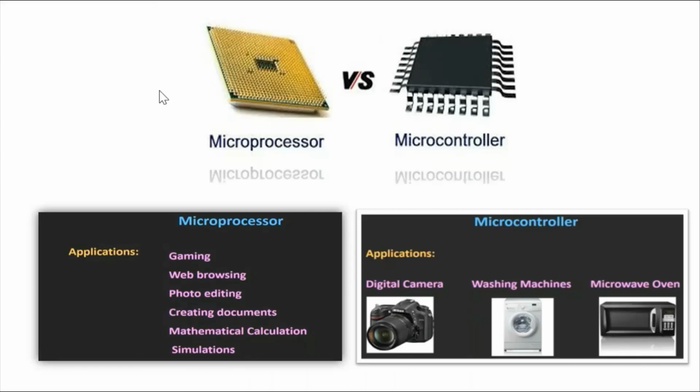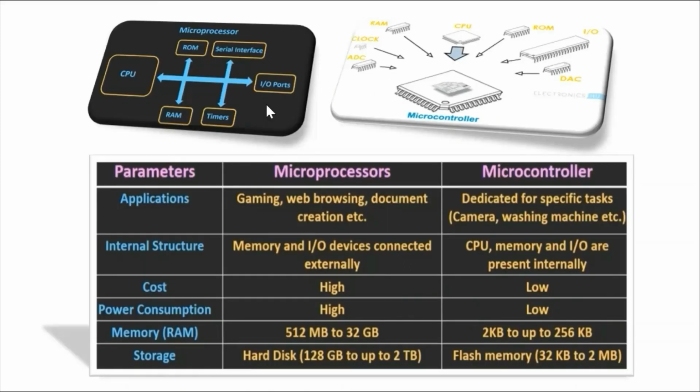Let us discuss their structures. Memory and input-output devices are connected externally for a microprocessor. For a microcontroller, they are connected internally. Complexity of a microprocessor is high, so the cost of making is also higher than a microcontroller. Power consumption is also higher in a microprocessor than in a microcontroller.